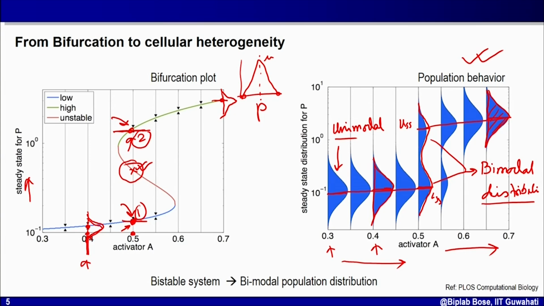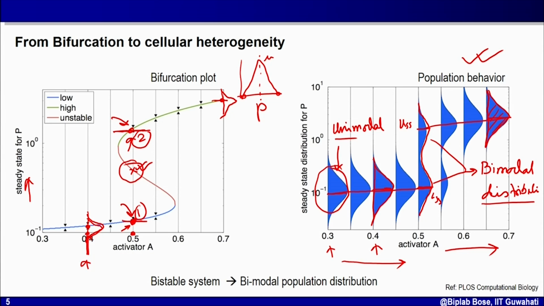So if I have bistability in the system, then if I start with a homogeneous population initially, and as I keep on changing the signal, I may get from a homogeneous population two subpopulations with a bimodal distribution. And again, if I keep on increasing the signal, again I may get a homogeneous population with higher expression. So from unimodal I get bimodal, then again I get unimodal distribution.